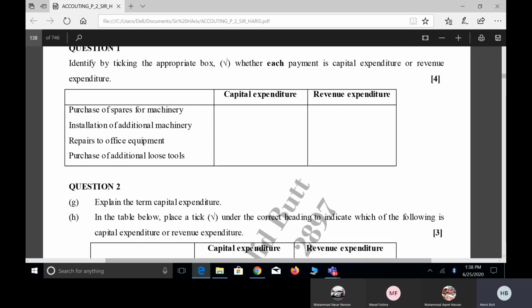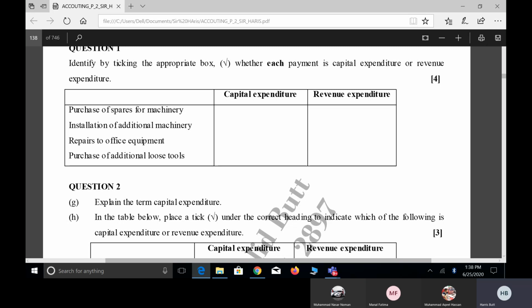परचेज ऑफ स्पेयर्स फॉर मशीनरी. Which expenditure is this, capital expenditure or revenue expenditure? It is a revenue expenditure because spare parts become out of order every year. Spares मतलब spare parts. So that is not a capital expenditure. It is not purchased first time for the machinery. Machinery is already installed. We have purchased spares for machinery, so that is a revenue expenditure.